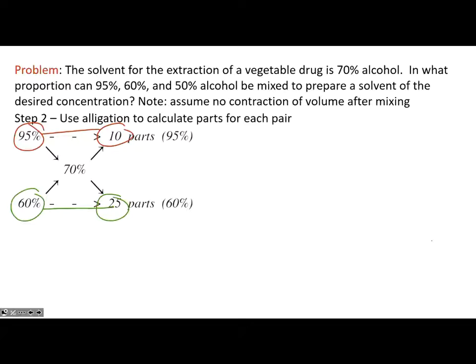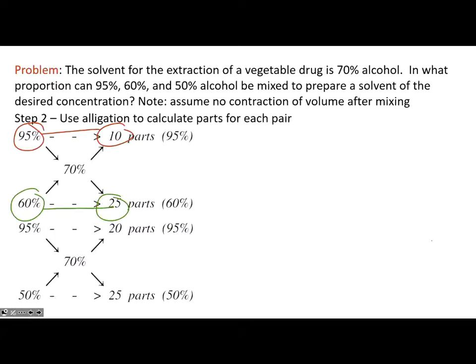Why? Because do we have another allegation to do still? So all I've done so far is found the parts of the 95 to go with the parts of the 60%, all right, for that allegation. Next step is to do the same darn thing with your other allegation pair. So remember, the other pair was 95 and 50. So it works the same way, 95 on top, 50 on the bottom, 70% in the middle to the right.